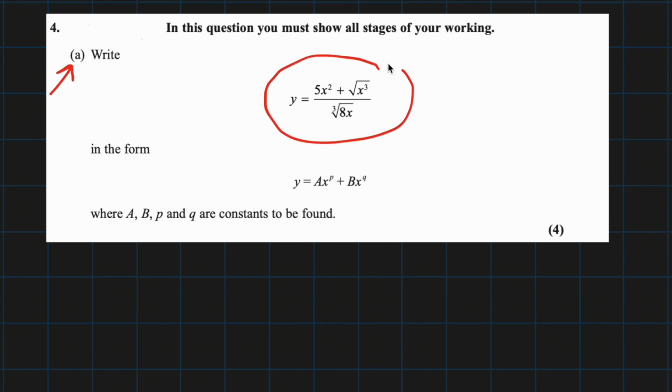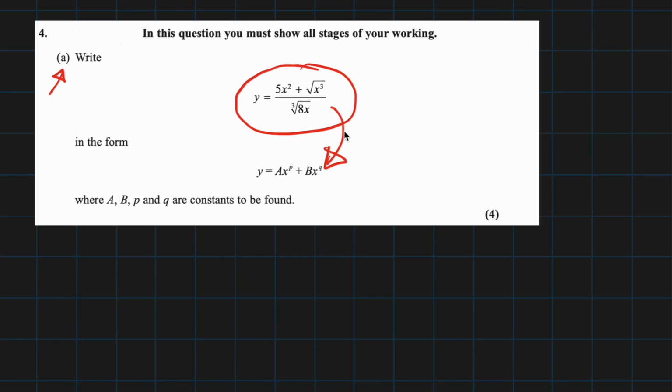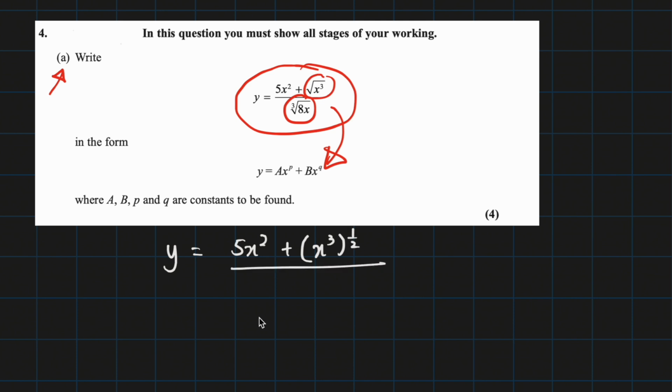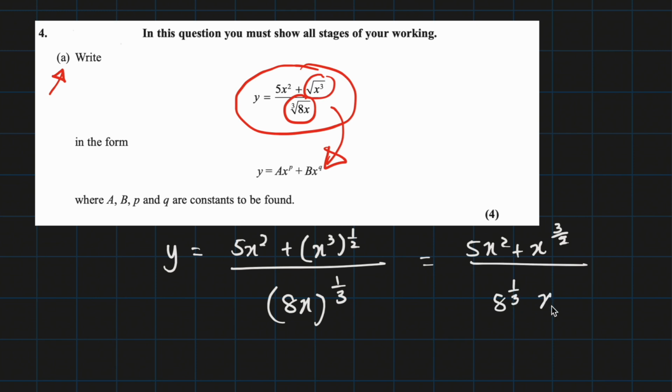I have this complicated looking thing and I need to rewrite it in this form. So how do I do this? Let's just first try doing whatever we know. I know I can write roots as some kind of power. So let me try that. Y equals 5x squared plus x cubed to the power half over 8x to the power 1 over 3. Okay, I can multiply the powers, so let me do that. 5x squared plus x to the power 3 over 2. I can isolate this, so it will be 8 to the power 1 over 3, x to the power 1 over 3. Cube root of 8 is just 2, so I can write it like this.